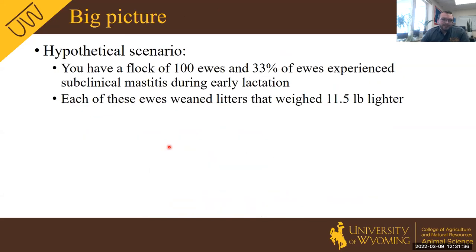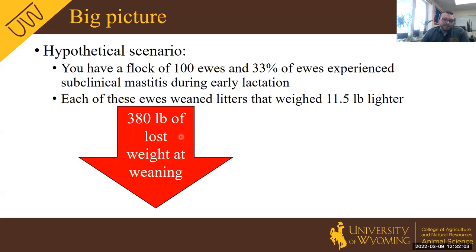So let's think of a hypothetical scenario. Let's say we have a flock of 100 ewes and 33% of ewes experience subclinical mastitis during the first few days after they lambed. Each of these ewes had litters that weighed 11.5 pounds lighter than litters reared by healthy ewes. So if we take these numbers, 33 ewes times 11.5 pounds lighter litters at weaning, that's 380 pounds of lost weight at weaning. That's a substantial loss of weaning weight that we could have had if all of our ewes had been healthy.